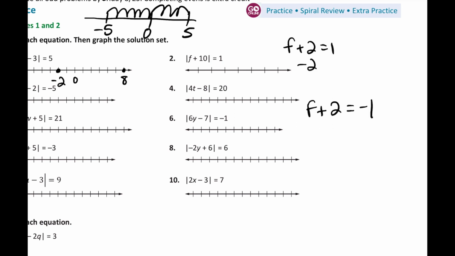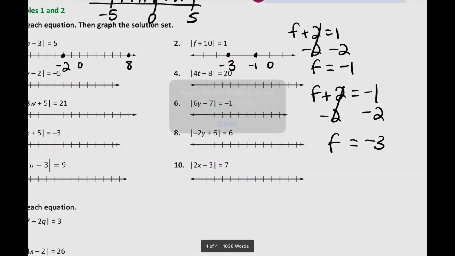So first I'm going to subtract 2 from both sides. That cancels, and f is equal to 1 minus 2, which is negative 1. Now I'll subtract 2 on both sides here. Those cancel, f equals negative 1 minus 2, which is negative 3. So I've got negative 1 as a solution and negative 3 as a solution for this one.